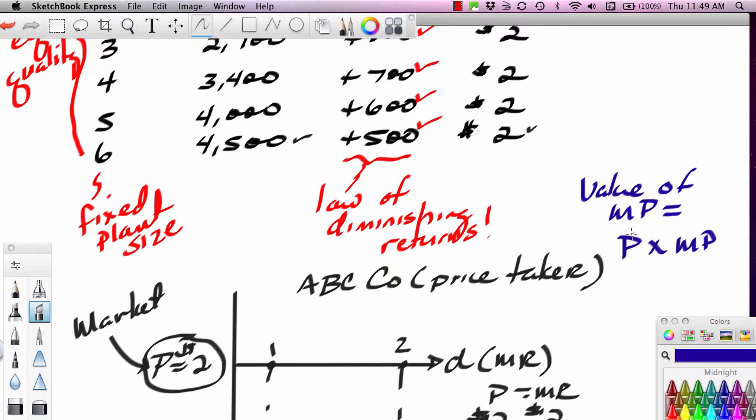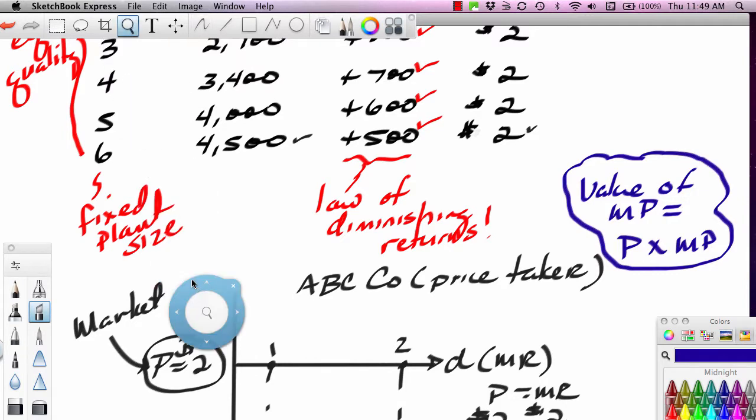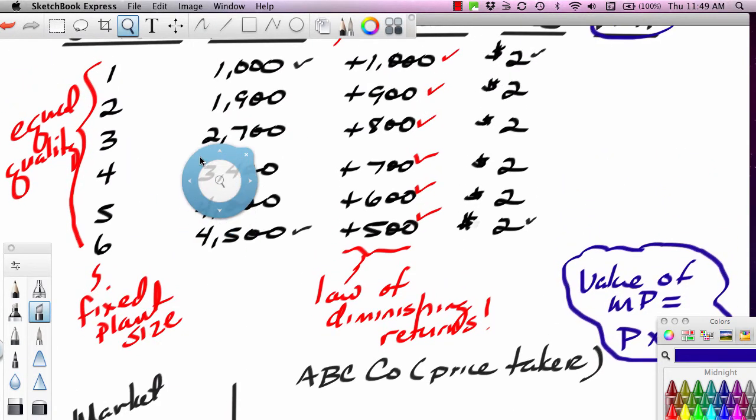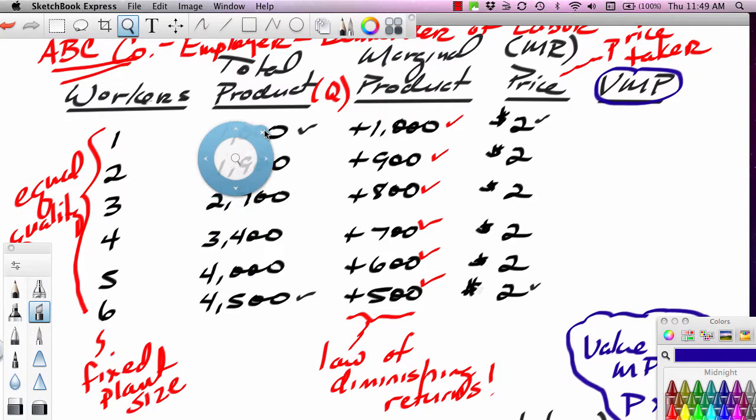So basically, we're now putting a dollar value on workers. You go, oh, come on, companies don't do that. Yes, they do. I'm going to take you to a place that is going to lead us to this conclusion, that basically companies only want to hire workers if they believe that the value of the worker is greater than the cost of the worker.